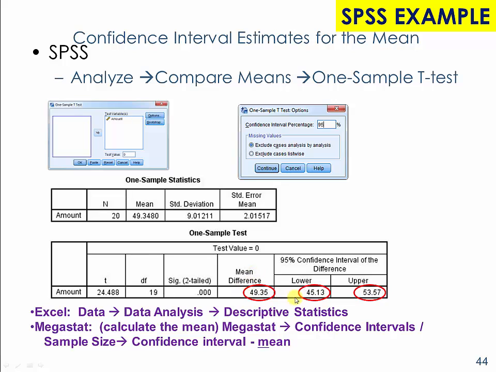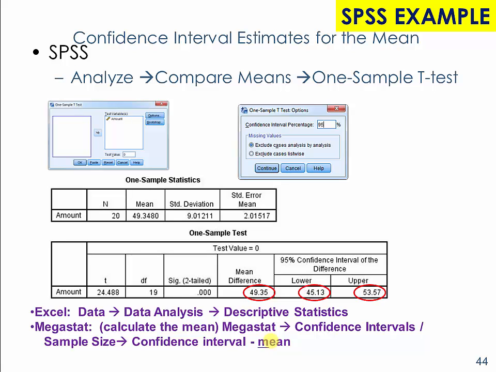The important thing to note here, though, is the mean value here, which is our point estimate, and here are our lower and upper limits that we'll get in our output from SPSS. And again, if you're going to do this in SPSS, it's Analyze, Compare Means, and One Sample T-Test. If you're going to use the Data Analysis ToolPak in Excel, you would go to Data, Data Analysis, and Descriptive Statistics. For MegaStat, you would calculate the mean: MegaStat, Confidence Intervals / Sample Size, Confidence Interval, and click on the mean value.